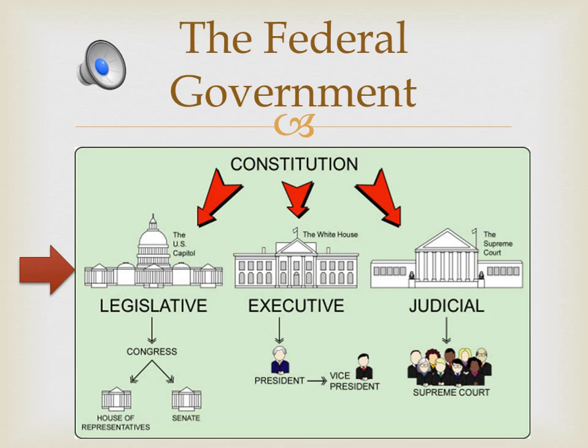First, I want to point out that the federal government consists of three main branches of government. As you see on the left, there's the legislative branch, which is mentioned in Article 1. Then there's the executive branch, which is mentioned in Article 2. And then there's the judicial branch, which is mentioned in Article 3 of the Constitution. As you notice, the legislative branch is Congress, and Congress has two parts, the House of Representatives and the Senate.